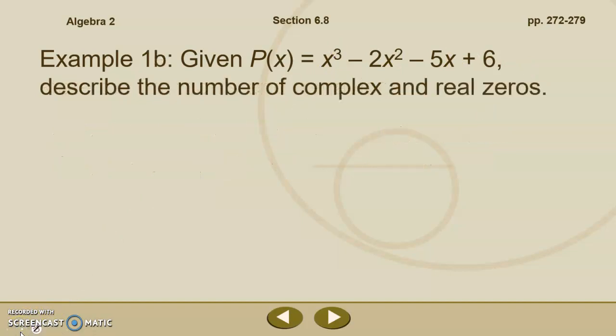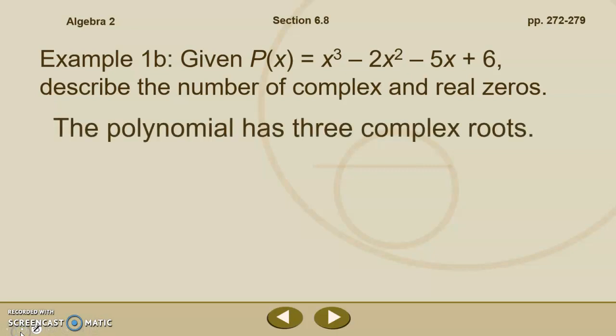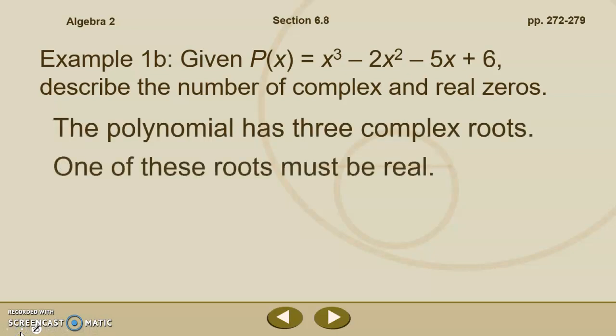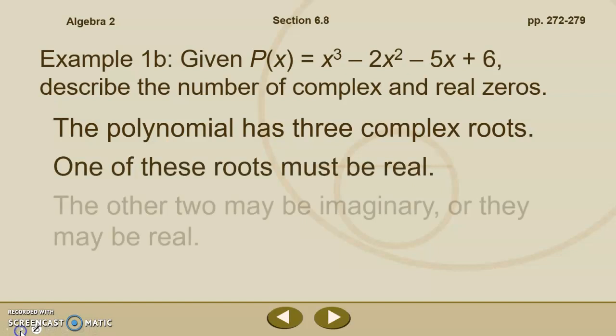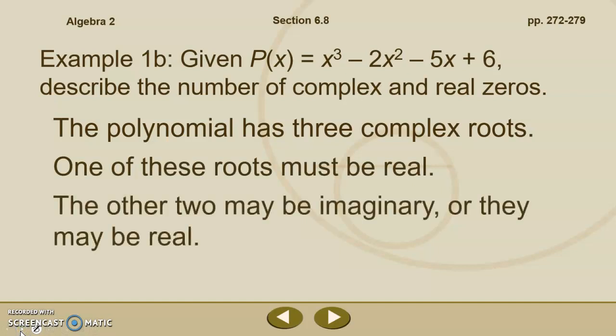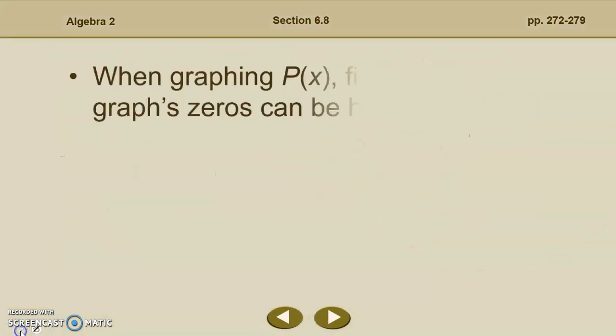Okay, let's describe the number of complex and real zeros. Well, we know that it has at least 3 roots here. So it has 3 complex roots, and we know that one of them must be real. One of them has to actually cross the x-axis here. The other 2 could be imaginary, or they may be real, but we know it has to have at least one real root.